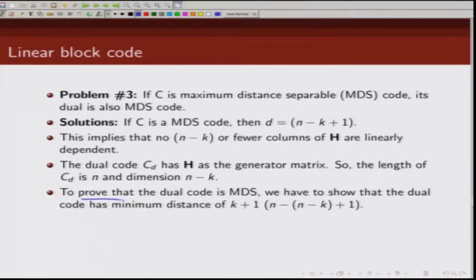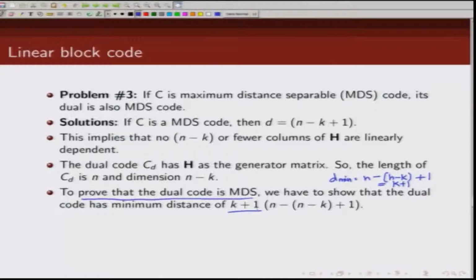To prove that the dual code is maximum distance separable, the dual code also has to satisfy the singleton bound, and according to the singleton bound, the minimum distance should be n minus the dimension of the code, plus 1, which is n minus (n minus k) plus 1, and this comes out to be k plus 1. So, we will have to show that the minimum distance of the dual of this code is k plus 1.